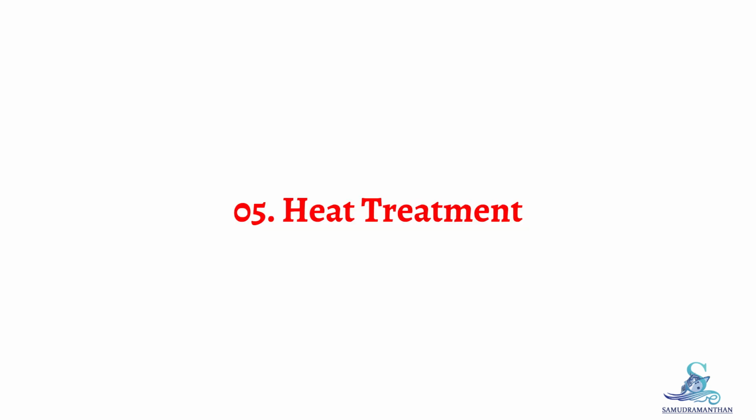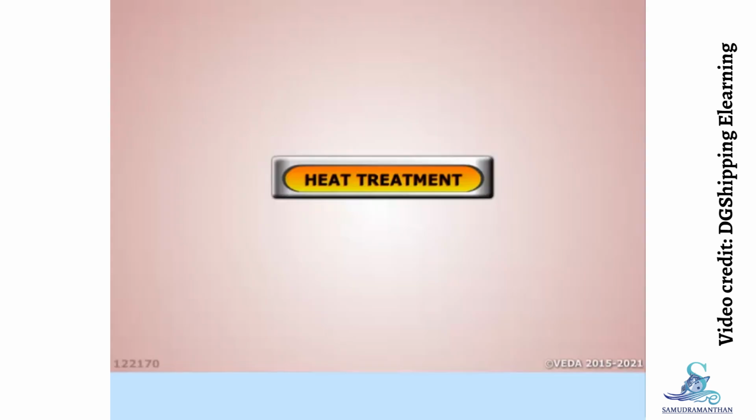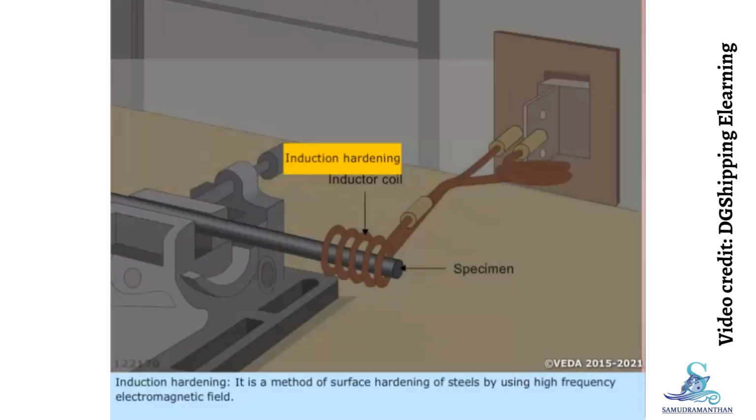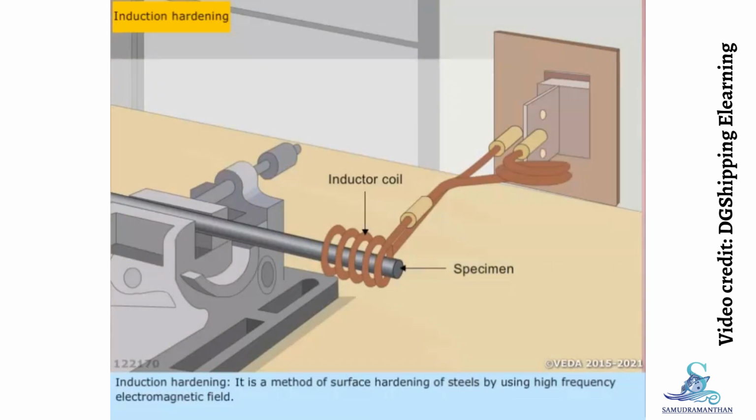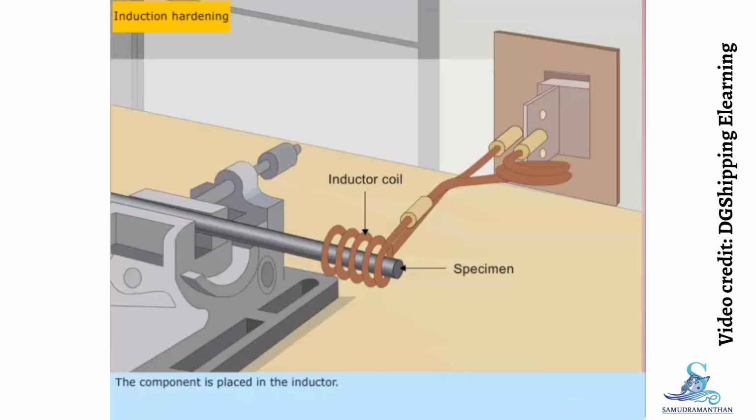Topic 5. Heat treatment. Induction hardening. It is a method of surface hardening of steels by using a high-frequency electromagnetic field. The component is placed in the inductor. When an alternating current is passed through the inductor, it sets up a magnetic field.